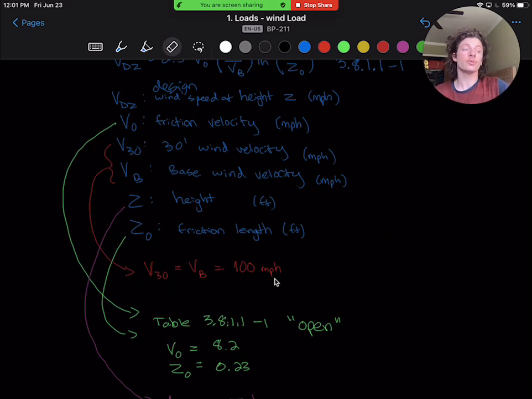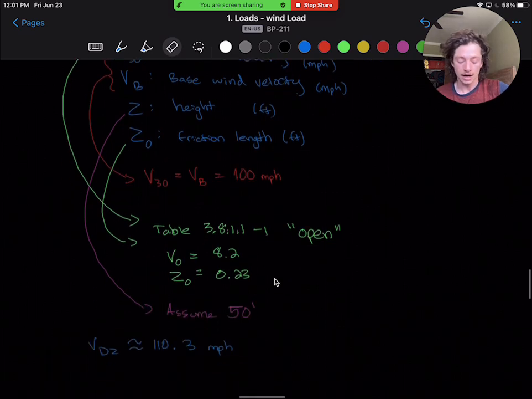Now we'll take our 30-foot wind speed as our base wind speed of 100 miles per hour, and we'll use the same assumption of 50 feet as the height of the structure. And with a special note, friction velocity and friction length are meteorological wind characteristics, so based on a certain topography, taken from table 3.8.1.1-1. We'll use open country conditions, so we get a V naught of 8.2 and a Z naught of 0.23 to solve for a design wind speed at height Z of 110.3 miles per hour.